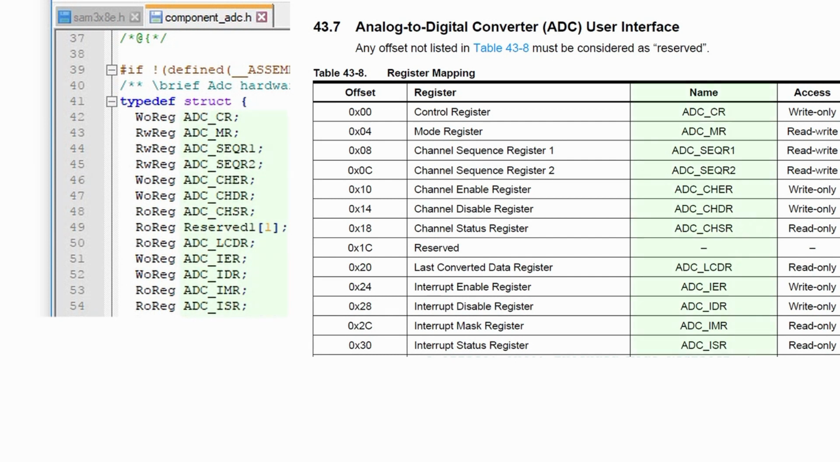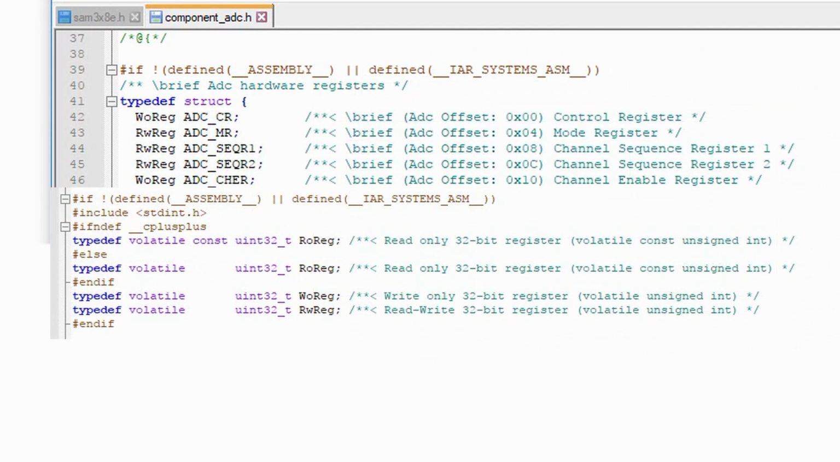Notice that the names align, and even by convention, they have the access of the register. They have write-only, read-write, and read-only. These are themselves type definitions. Let's take a look at that real quick. To match the format of the registers laid out in the datasheet, the manufacturer declares the type of register, whether it's a read-only, a read-write, or a write-only.